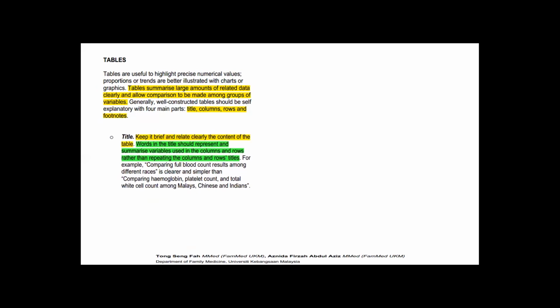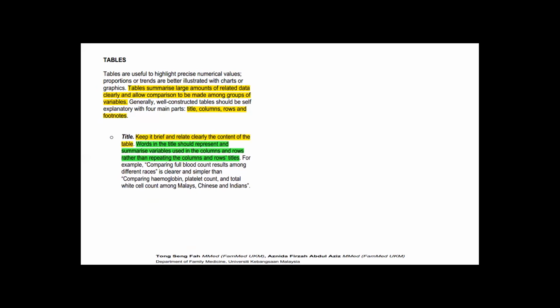Now, what makes a table self-explanatory? The 4 key things. 1, the title. 2, the column and rows. 3, the footnotes. And then 4, the body of the table. Now, let's take the first one, title. What makes a good title?